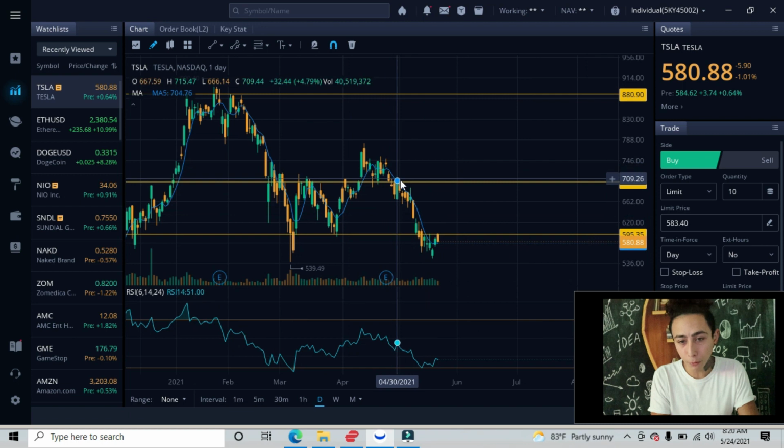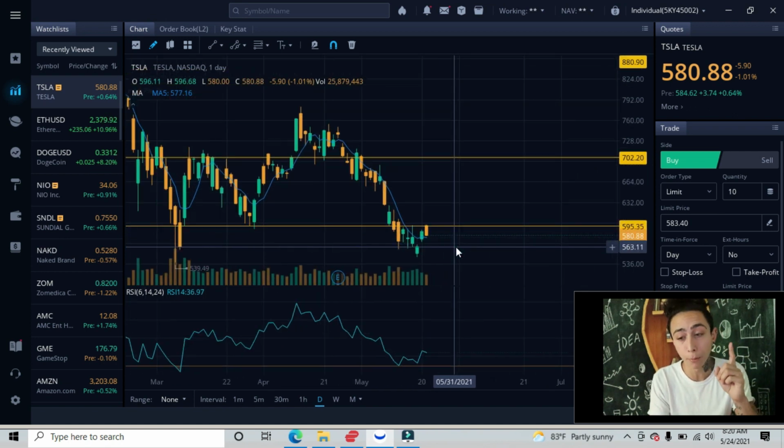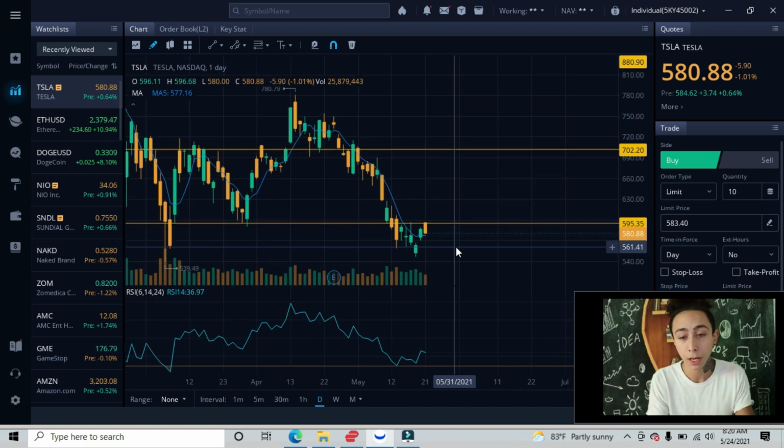So you can see for the past couple weeks, we've been in this clear downward trend, you guys. It wasn't until just recently that we broke above that trend line. And that does not mean that we are in an upward trend. It just means that we broke the trend line and are now trying to create a reversal.